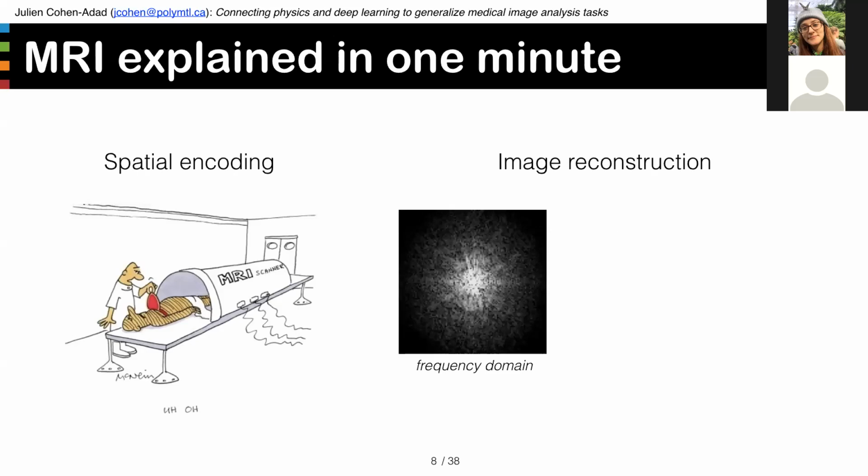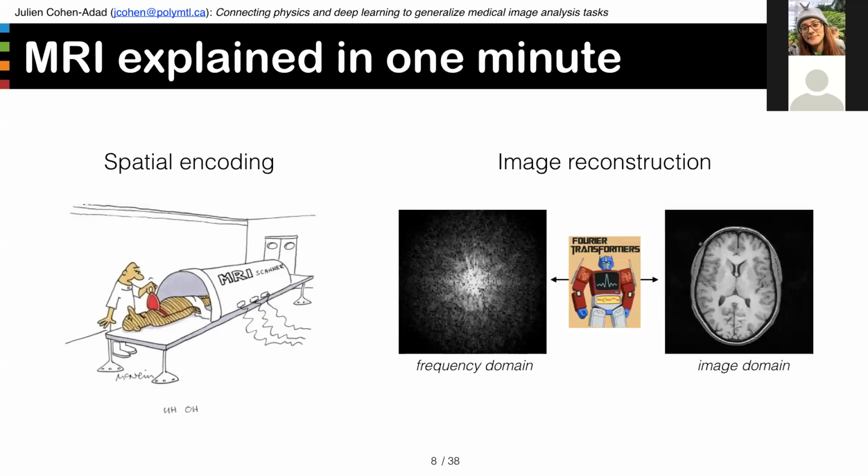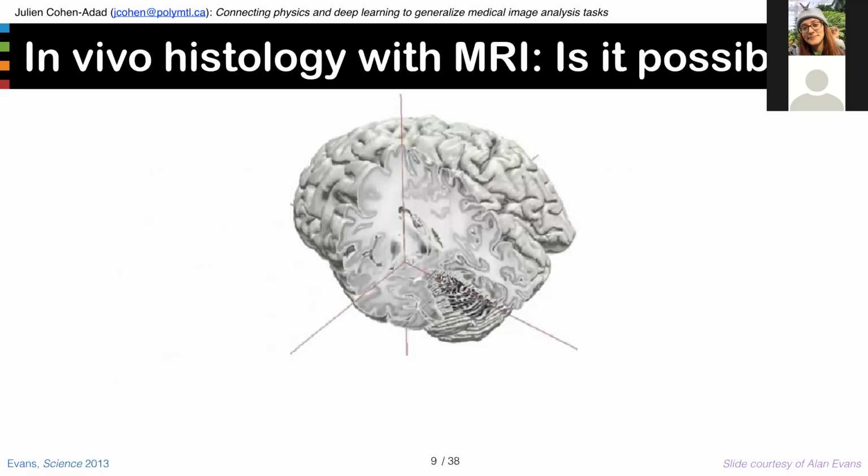Very briefly, with MRI, the spatial location of spins of each water molecule is encoded in frequency. So the signal you record is actually the 2D Fourier transform of your image. Once you collect all your data, you can apply an inverse Fourier transform and then get the image that looks more familiar to you.